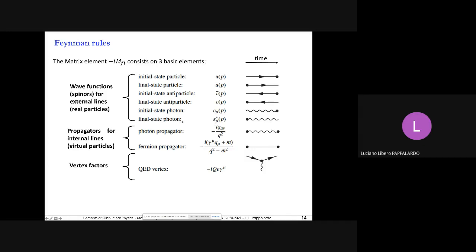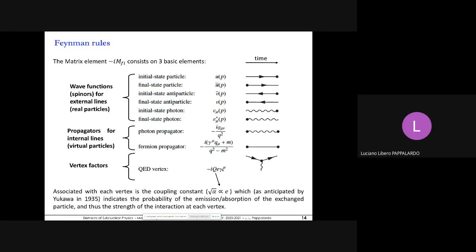The initial state photon and final state photon are provided in terms of the polarization vector, where the final state photon has the complex conjugate. The photon propagator we already derived, but we can also have a fermion propagator, which of course looks a bit more complicated. We also have a non-zero mass to take into account. And then at each vertex, the strength is given by -i Q e γ^ν, where Qe means Q times the charge of the electron.